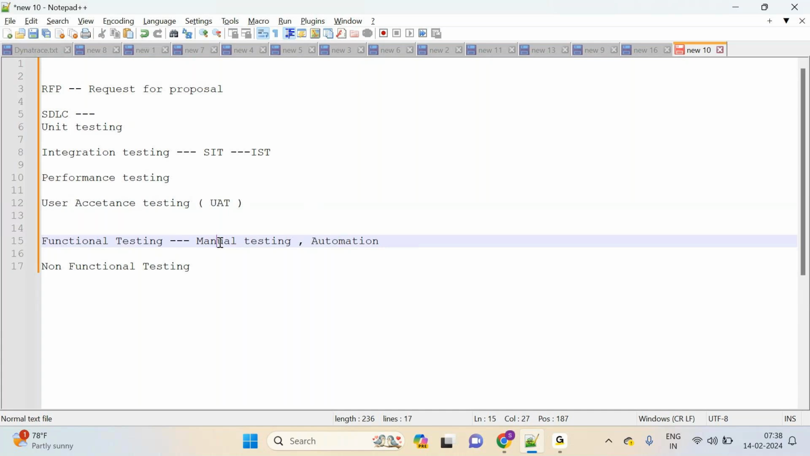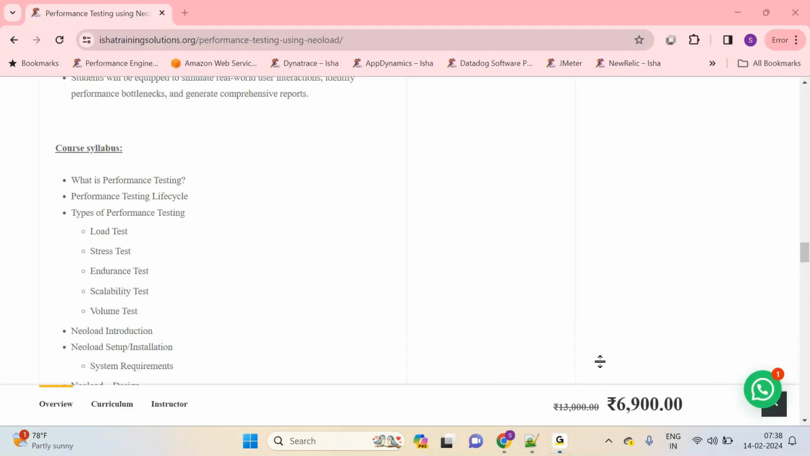Basically, in manual testing, people will validate whether the expected functionality is actually working or not. Is login working? Is search working? Is submit working? Is click working? Drag, drop, right click, left click. They check whether all the functionalities related to the application are working. Like that, they will do it in manual testing.